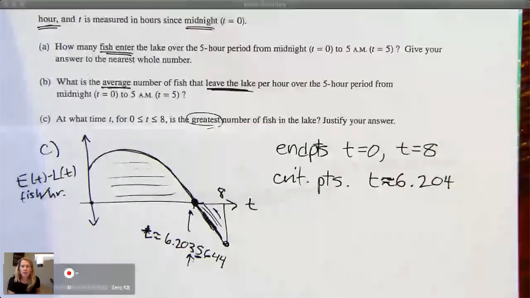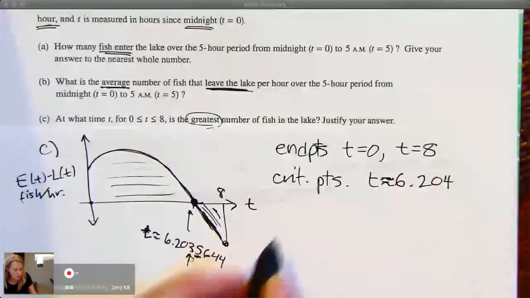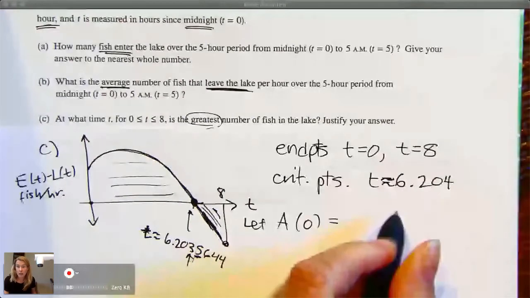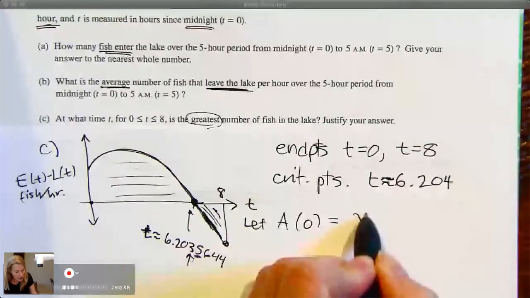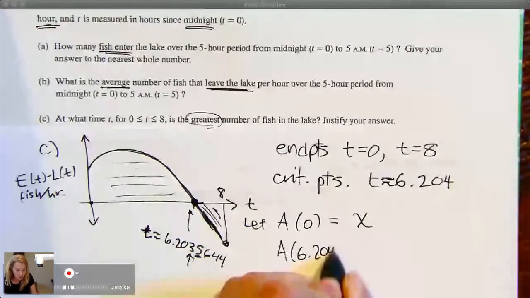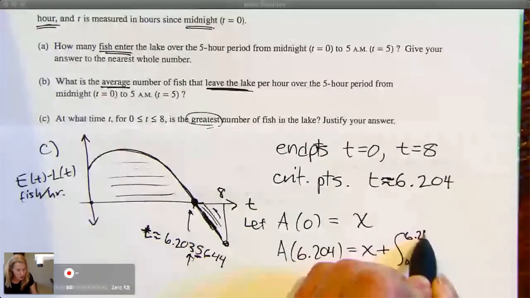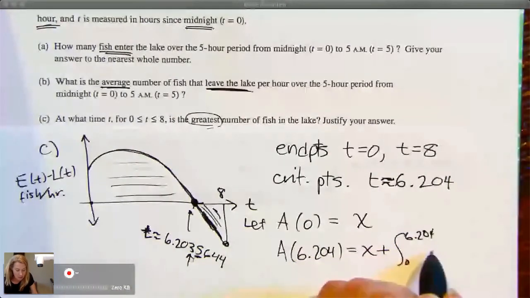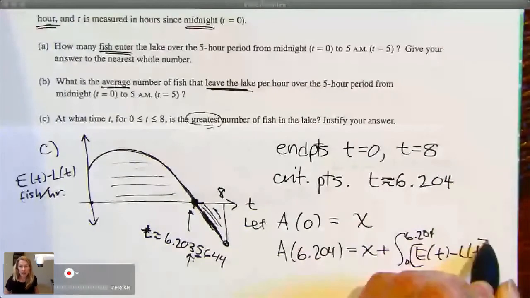Daniela got an absolute maximum of 135.015 fish. That would be assuming, I believe, that you start off with 0 fish in the lake, and they didn't actually give us that amount. So you could start off and say, hey, A of 0, or let A of 0 equal some unknown value. You could call it x, right? And then, okay, A at 6.204 is x plus, and I'm going to integrate from 0 to 6.204, my E of t minus L of t, right? The actual functions.